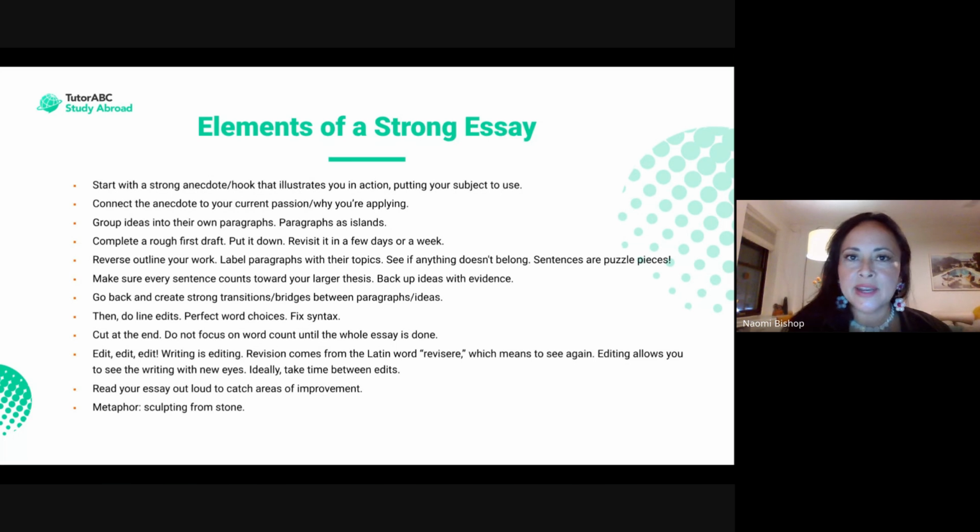And edit, edit, edit. Writing is revision. Literally, the word revision comes from the Latin word revisere, which means to see again. So editing allows you to see the writing again with new eyes. So that's just the cool thing. I think that's important and really pertinent. And then read your essay out loud to catch possible areas of improvement. I think it's like sculpting from stone. You have this blob, and then you chisel, chisel, chisel until you have a shape.